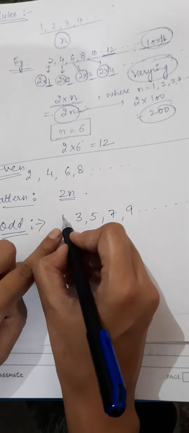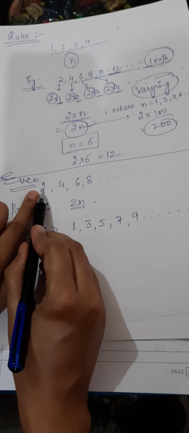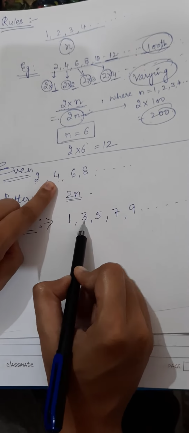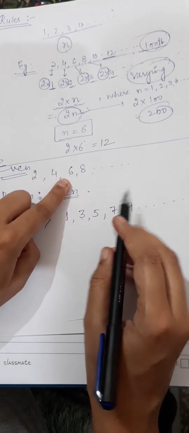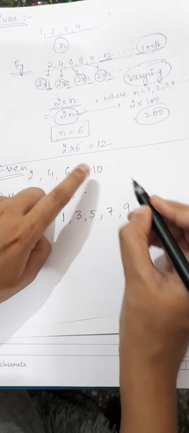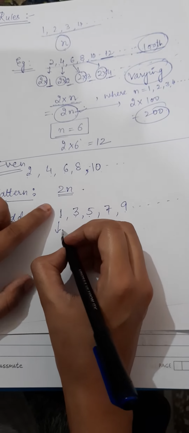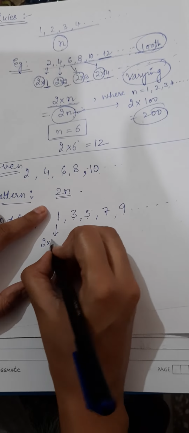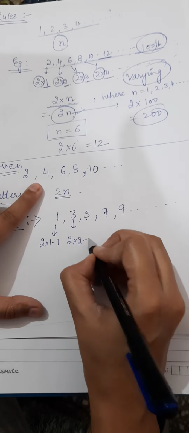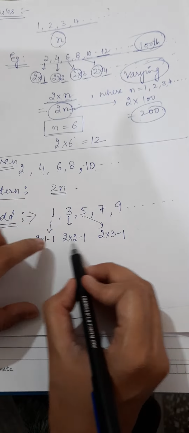Can you see that each of these numbers is 1 less than the even numbers? 2 minus 1 is 1, 4 minus 1 is 3, 6 minus 1 is 5, 8 minus 1 is 7. Next will be 10 minus 1, which is 9. So everywhere it was 2 into 1 minus 1, 2 into 2 minus 1, 2 into 3 minus 1. Why am I writing like this?